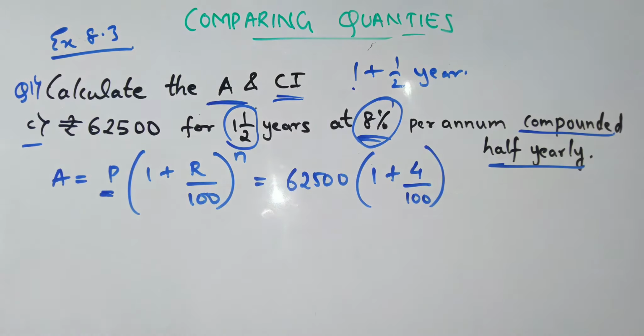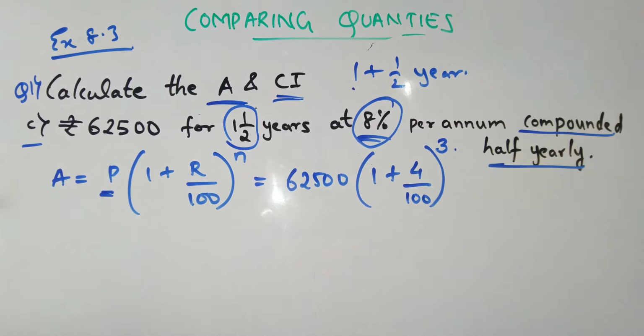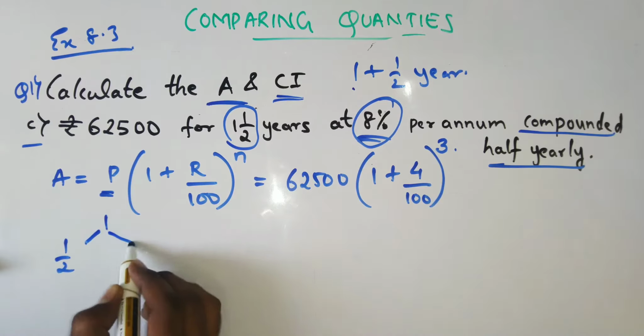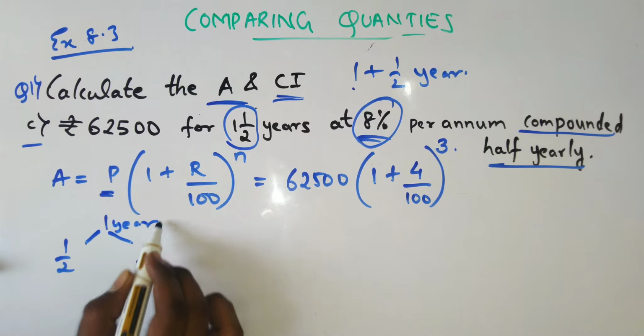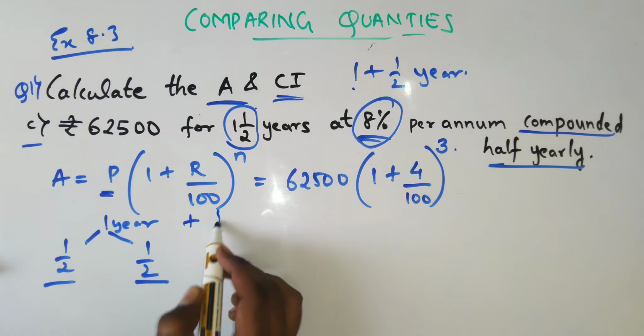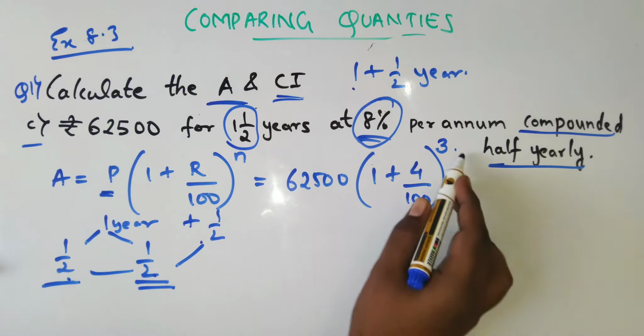That means 1 complete year, then again 1 half more year. So here this is actually compounded half yearly. Half yearly means I can directly write it as 3. Why n is equal to 3? I'll tell you. See, 1 complete year means half plus half, that means 6 months plus 6 months. Again, one more half is there. So total how many halves are there? 1, 2, 3. So I have to write it as 3.